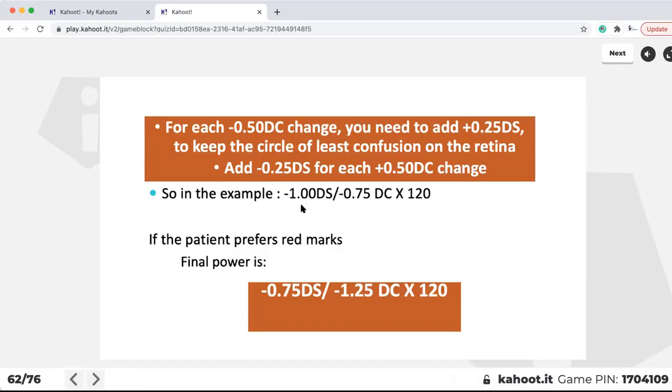So instead of having this example, if we add minus 0.5 diopter to the cylinder, it will not be one diopter sphere minus 0.25 cylinder, but we should add plus 0.25 diopter to the sphere, so it will be minus 0.75 diopter sphere. This is very important.